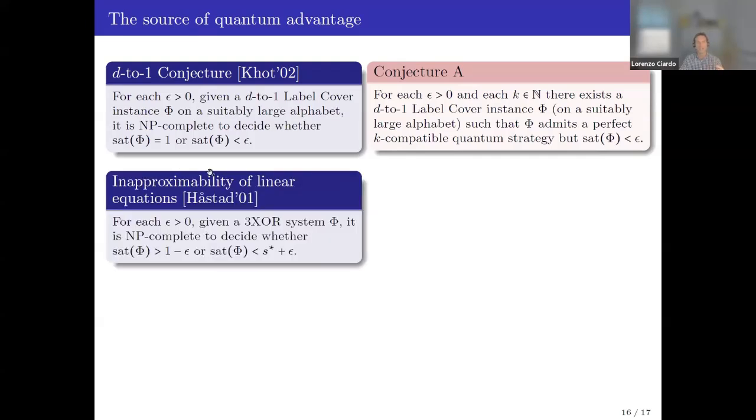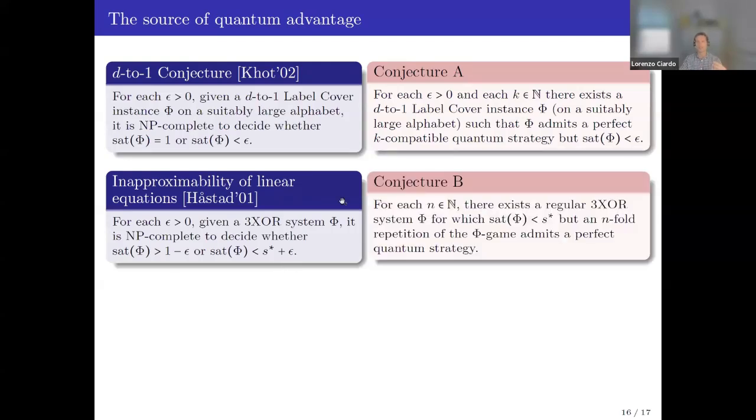Let's now look at the analog of inapproximability of linear equations. This is a result, not a conjecture. This is a theorem due to Håstad, coming from the PCP theorem, saying that it's hard to distinguish instances of linear equations that are almost satisfiable, so having sat of phi at least 1 minus epsilon, from those that are highly unsatisfiable, so sat of phi is smaller than some S star. In fact, we can take S star to be 1/2 plus epsilon.